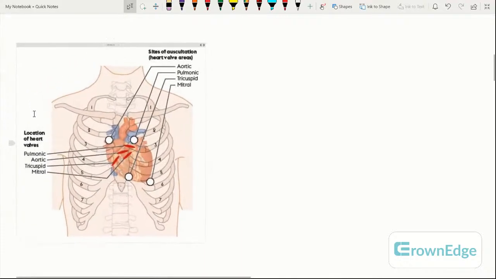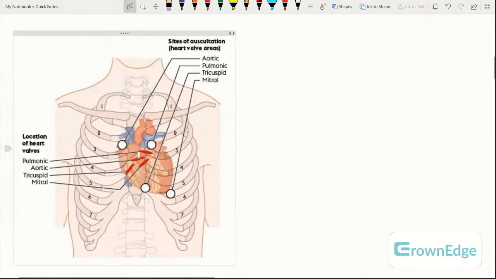What you can see in this diagram, there are 4 different points shown over here. One is over here, one is over here. So what are these 4 points denoting? Actually, these 4 points are denoting nothing but the areas of different valves.